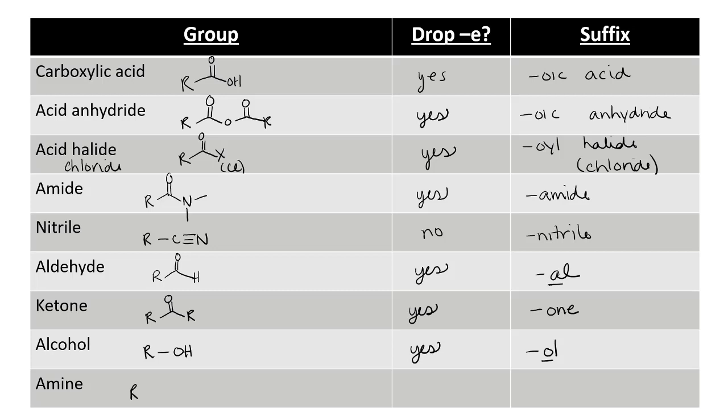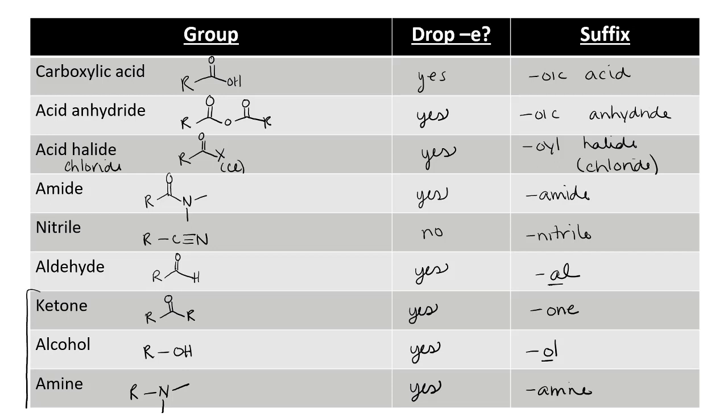For the amines, we have a nitrogen attached to a carbon atom. That nitrogen then also has two other attachments, and once again they can either be carbons or hydrogens. We will still be dropping the E on our parent chain, and the ending becomes amine.